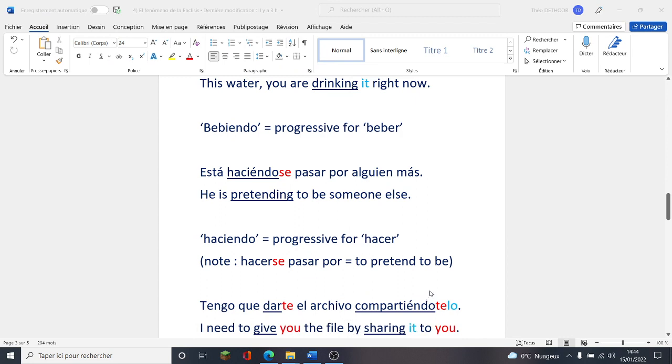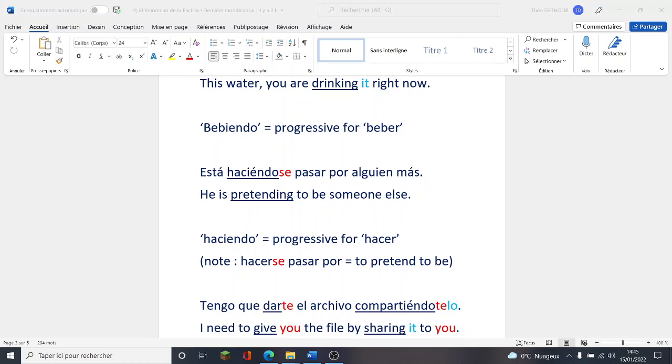Second example, está haciéndose pasar por alguien más, is pretending to be someone else. So this one is a bit tricky because basically in Spanish you have a verb which is hacerse pasar por, which means to pretend to be, and this verb is a reflexive verb, so that's why you need to conjugate it as a verb which is reflexive, so using the pronoun. And in the progressive form, as I told you, you need to stick the pronouns at the end, so that's basically what I did whilst writing this example down.